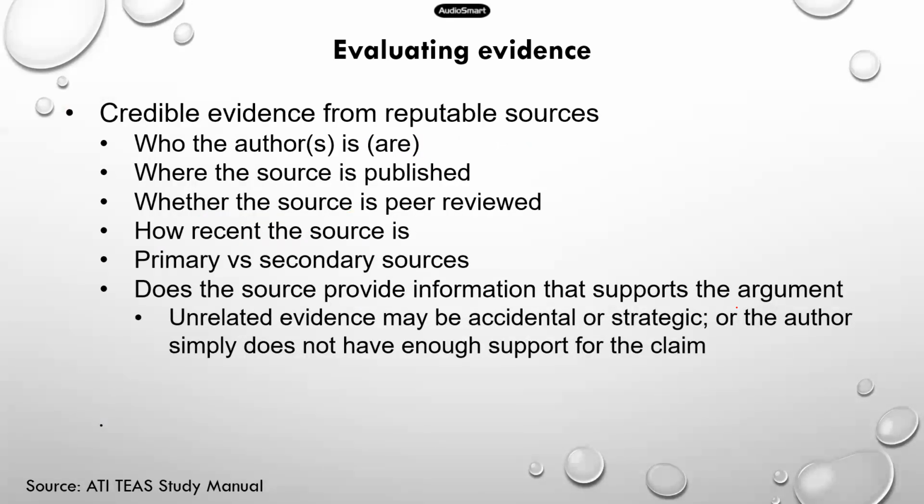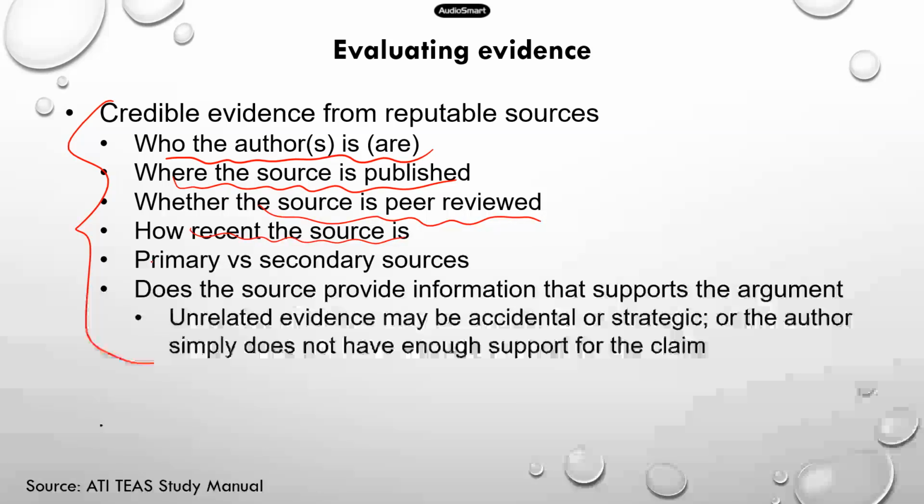Okay, so how to evaluate evidence? There are a few things that you need to keep in mind. And again, this is similar to one of the lessons that we went over before. For instance, who the author is or authors are, their background, where is the source published, and whether the source is peer-reviewed, which is very important. How recent the source is, right? It could be outdated, so you want more recent information. Is it primary source or secondary source? Usually primary source is more accurate, right?